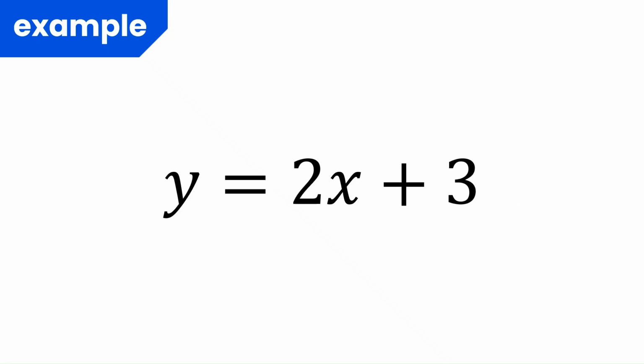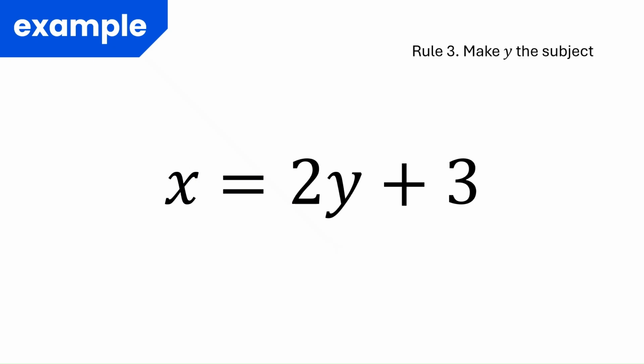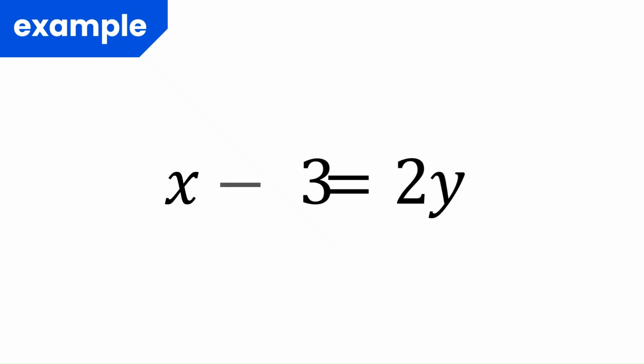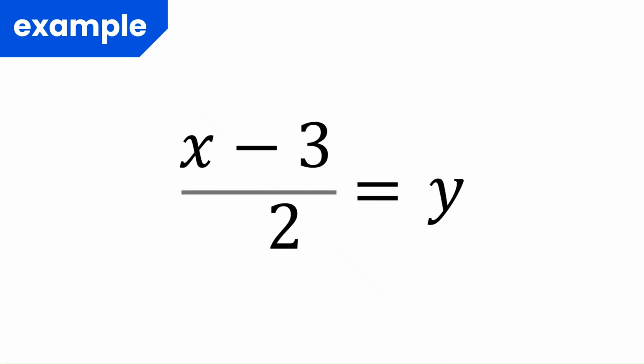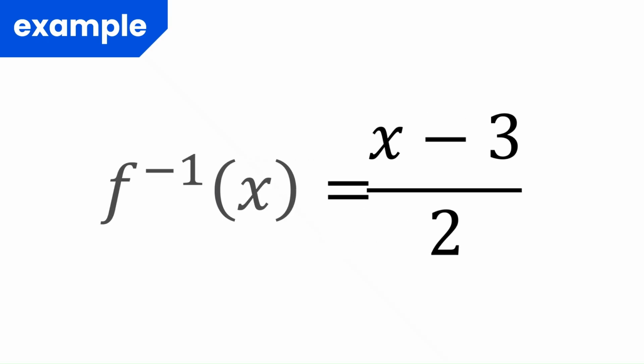So our first step is to swap the f of x for a y. Now we're going to swap x and y around. Finally, we rearrange to make y the subject. So in this case, we're going to need to take the 3 over to the other side of the equation, making it a minus 3, and then finally dividing by 2. This is our inverse function.